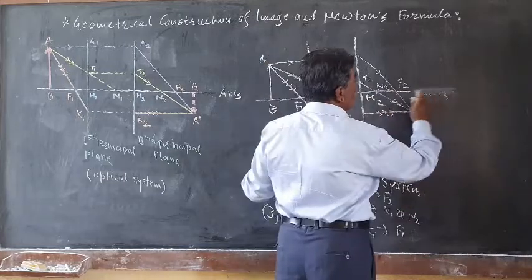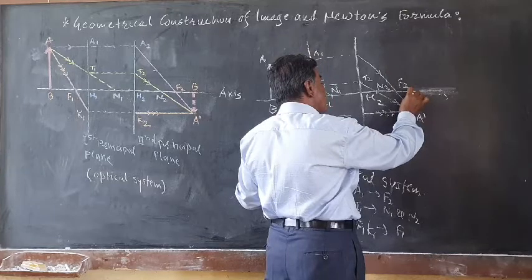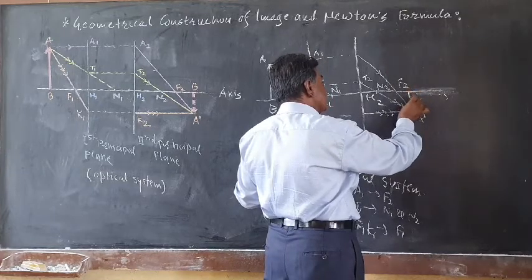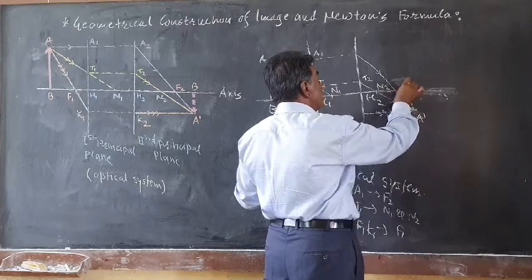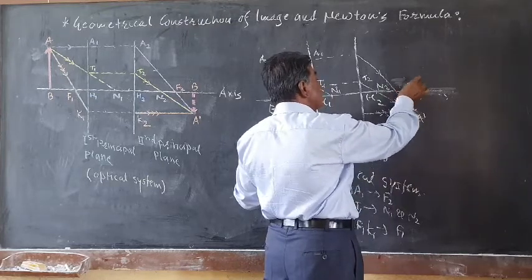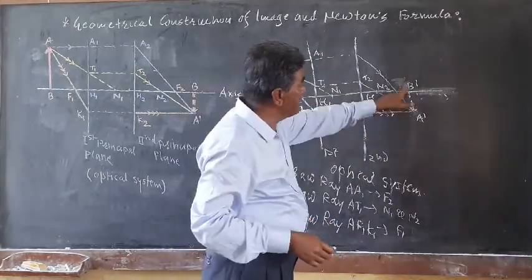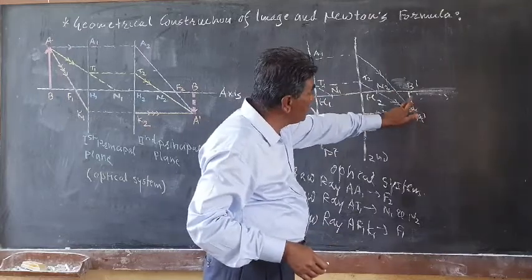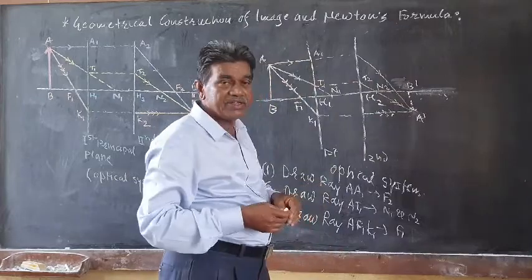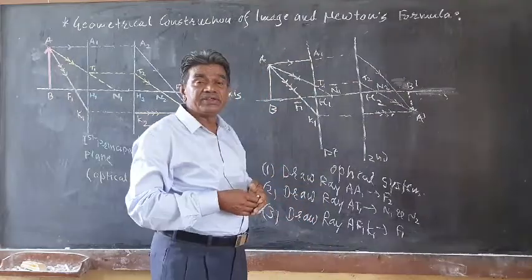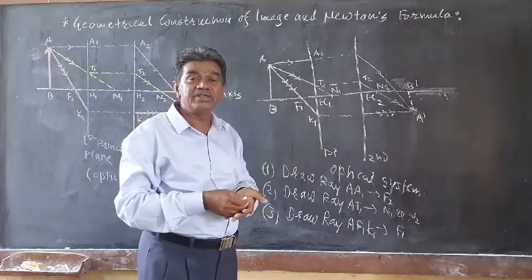Now draw a perpendicular to the axis from A dash, like this. So this A dash B dash will be the image of the object AB. Draw the perpendicular A dash B dash to the axis. A dash B dash will be the image of AB. So in this way, the image of any object placed on the axis can be constructed.